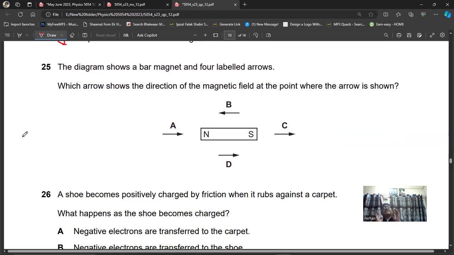Question number 25, he says the diagram shows a bar magnet and four labeled arrows. Which arrow shows the direction of the magnetic field at the point where the arrow is shown?